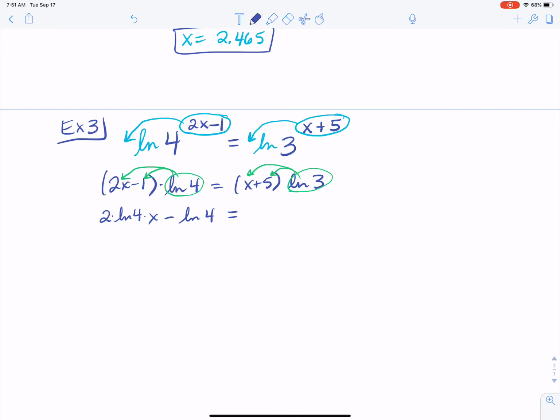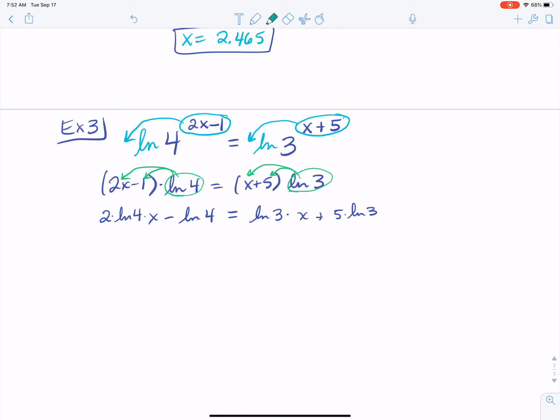We're going to get ln of 3 times the x that's there, plus 5 times, whoa, I think it thought I wanted to make a line, times the ln of 3.